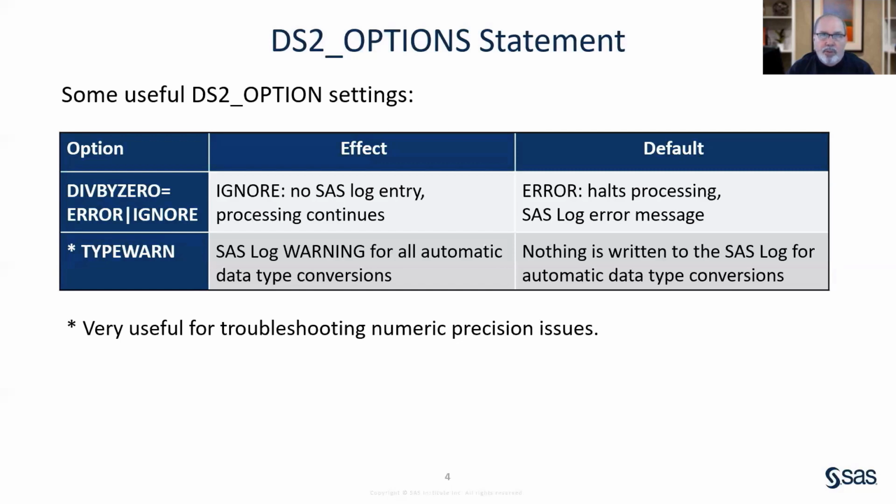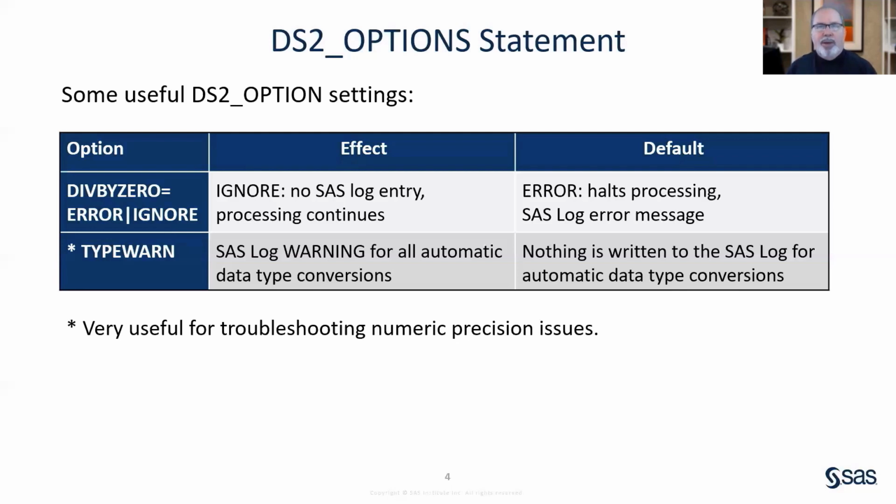But the one that's most useful is type warn. As you can imagine, we'd said that DS2 supported 17 different data types. And those data types are invariably going to be used in multiple expressions that cause data type conversions to happen automatically in the background all the time. If we wrote a log error or note every time we did an automatic data type conversion for you, your log would fill up so quickly you wouldn't be able to see anything else. So by default, automatic data type conversions are ignored by DS2. No note or warning is written in the log, processing just continues.